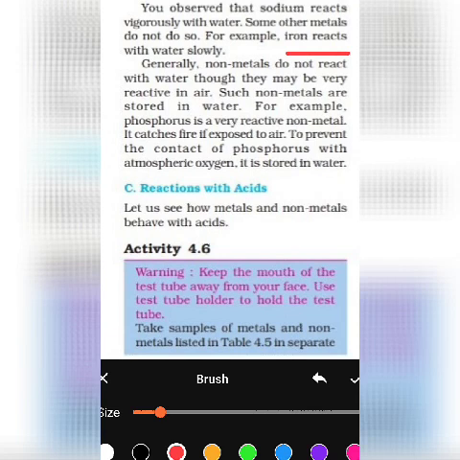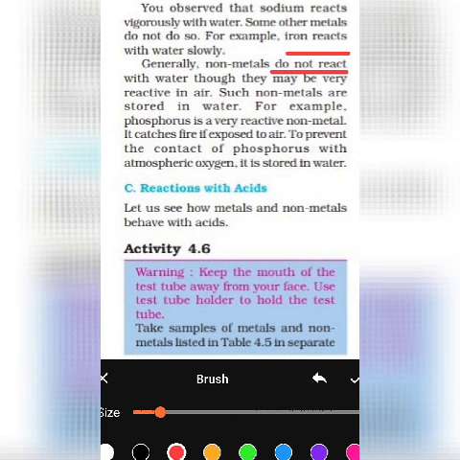Generally, non-metals do not react. Non-metals do not react with water, though they may be very reactive in air. Simple examples of non-metals are carbon and sulfur. Sulfur reacts with oxygen and it forms sulfur dioxide. So, they do not react with everything, but some react easily with air. Such non-metals are stored in water.